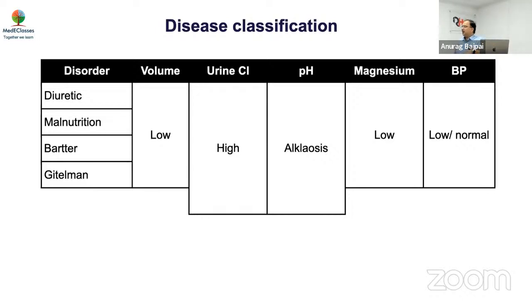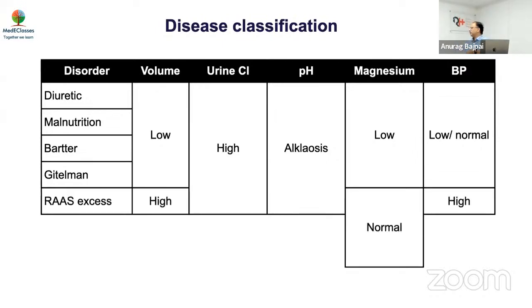So diuretic, malnutrition, Barter, and Gitelman. These will be the four things which we'll focus on today, in which you will have high urinary chloride. You will be losing, that's why you are hypovolemic. Your magnesium may also be low in most of these scenarios. So BP will also be low or normal. So this is the classical scenario we are discussing. If on the other hand, you have a RAS axis, you will have high volume, you will have hypertension. And that's what you will pick up from that perspective.